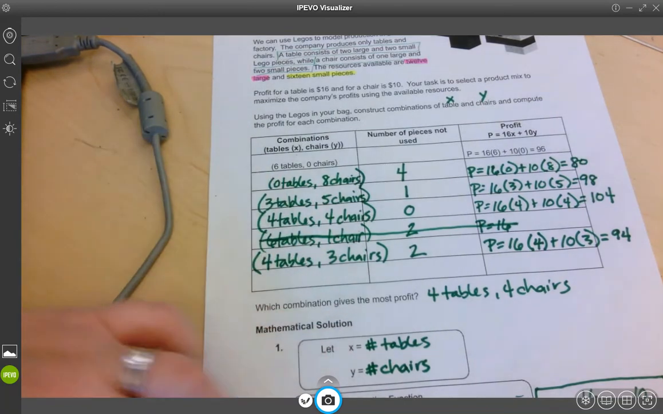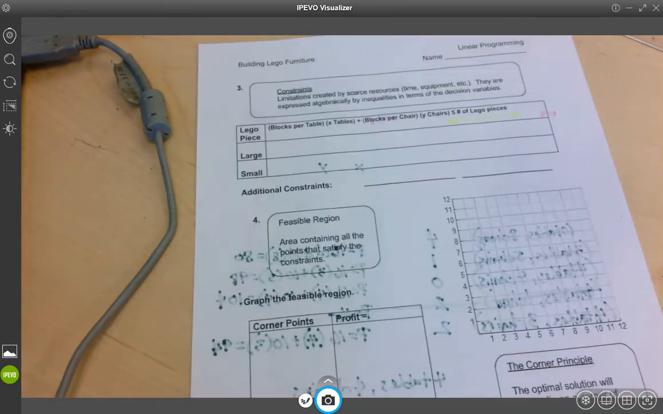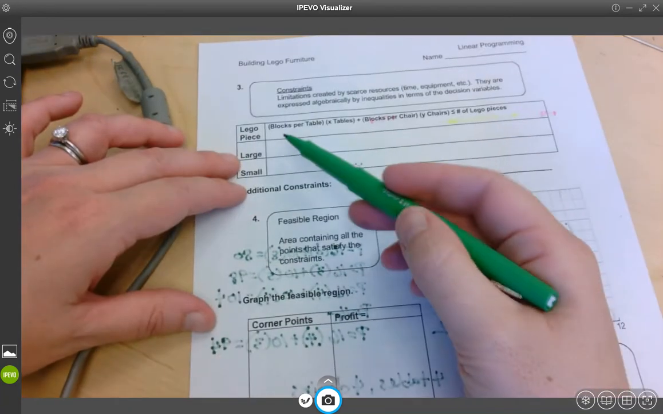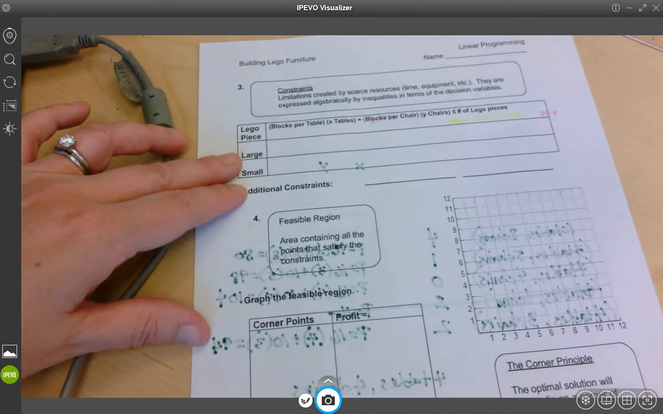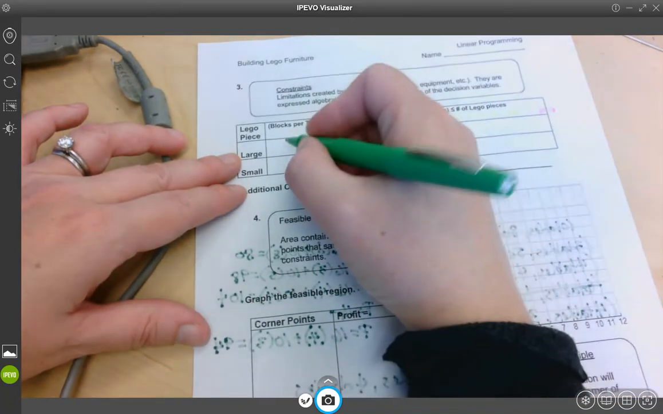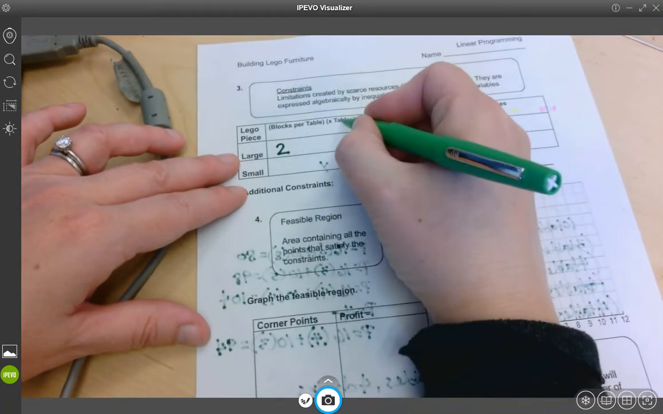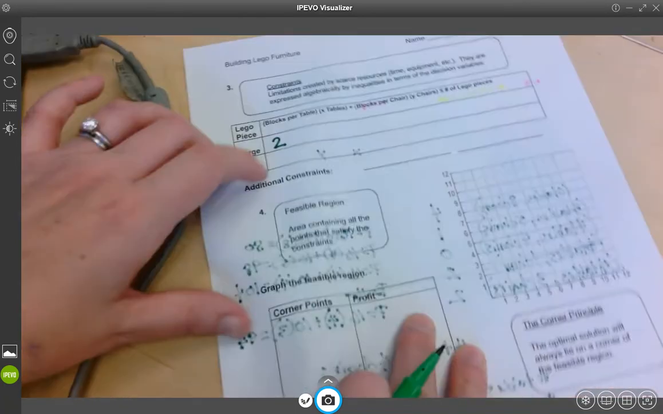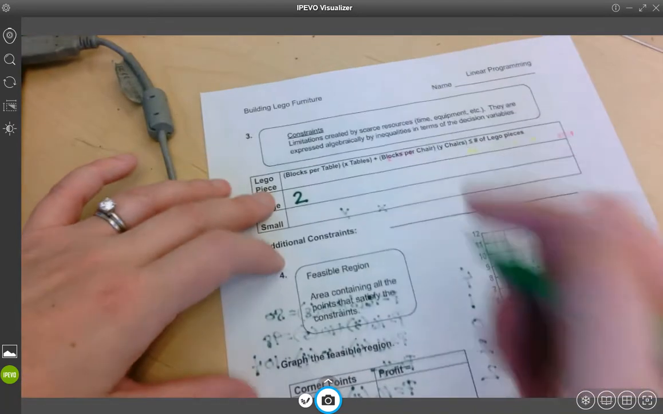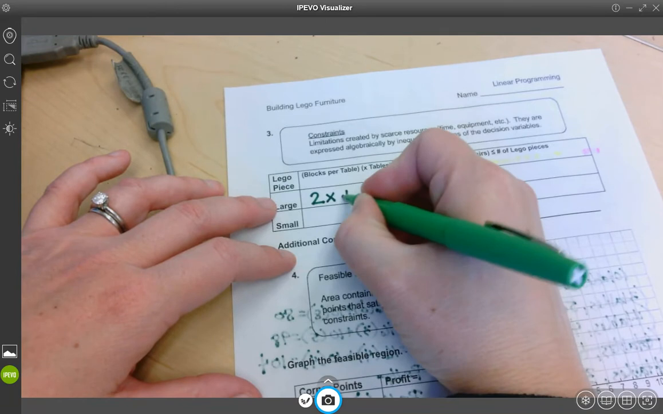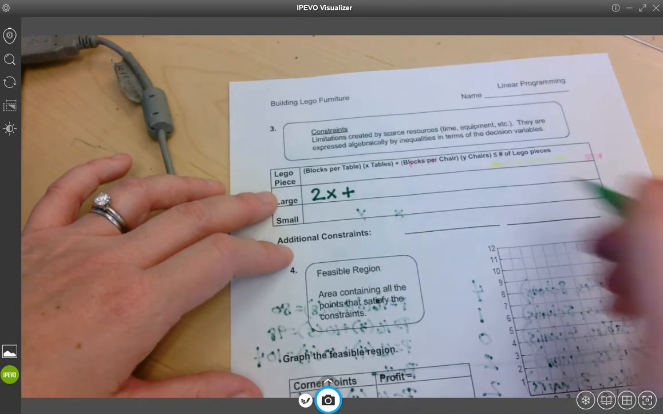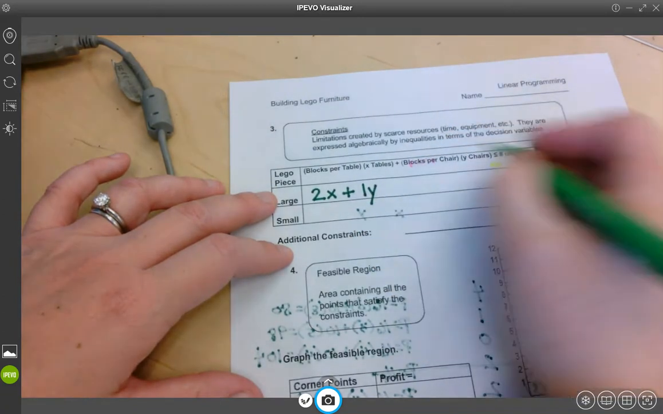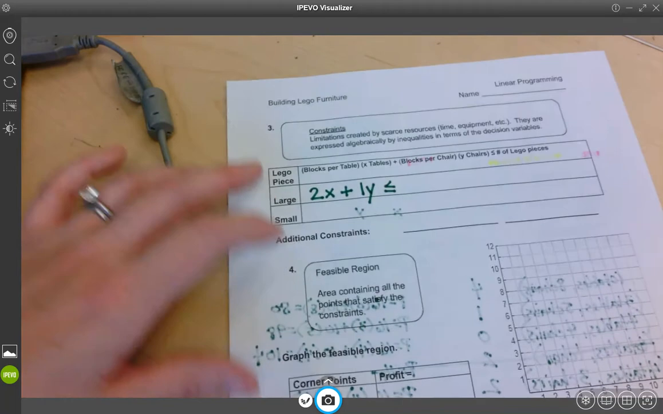Does anybody need a minute to finish this page? So for the large, we're going to talk about how many large pieces do we need in a table? You guys built them, right? How many large pieces did you need for a table? 2, good. So 2, and for number of tables, we're going to put, I think it's X, right? Yeah. 2X plus, how many large pieces do we need in a chair? Just 1, good. So 1Y is less than or equal to the number of large pieces we had.